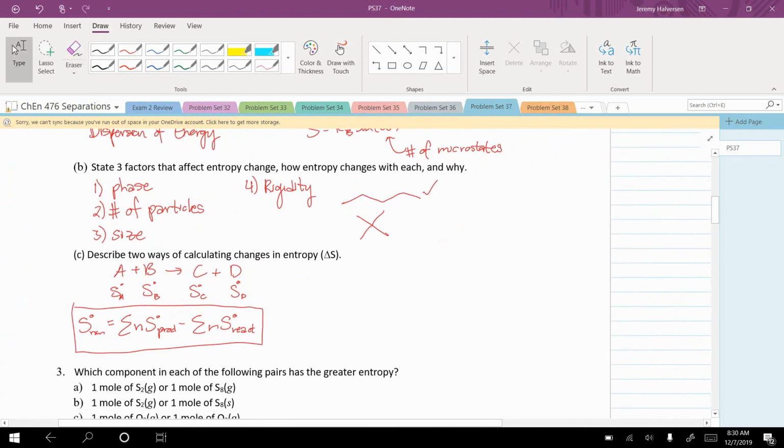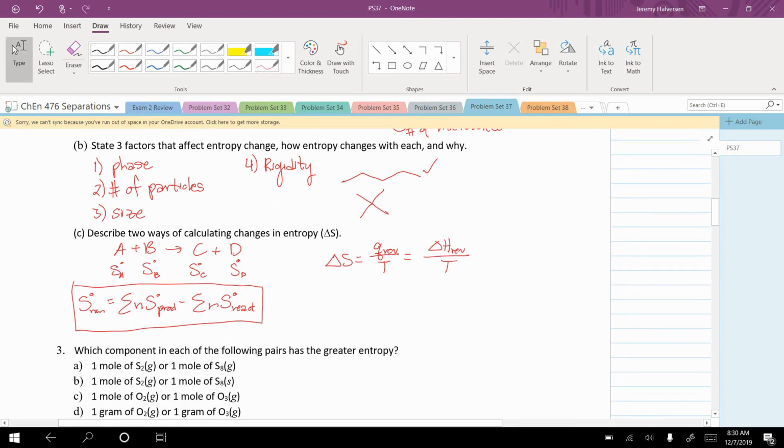The other way is delta S equals, so on your equation sheet it says Q reversible over T. I'm going to replace that with delta H because we know delta H and Q are the same thing. Delta H reversible over T, what does that mean? That's the enthalpy of a reversible process. So I like to describe a reversible process for you guys as something where you're transferring heat and the temperature is not changing, or is changing negligibly.